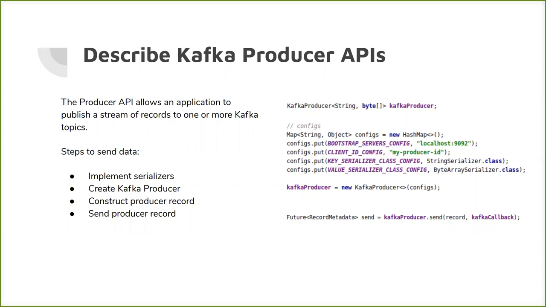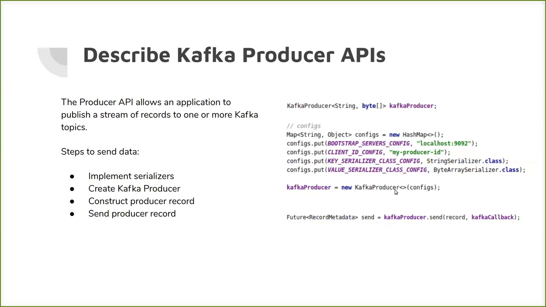Regarding the producer API, the main goal of a producer is to send data. Creating a producer is a really simple task. Everything we need is, first of all, to create the config with the Kafka details: specify the broker server IP and port, also set the producer name, and one of the most important parts is to specify the serializer.